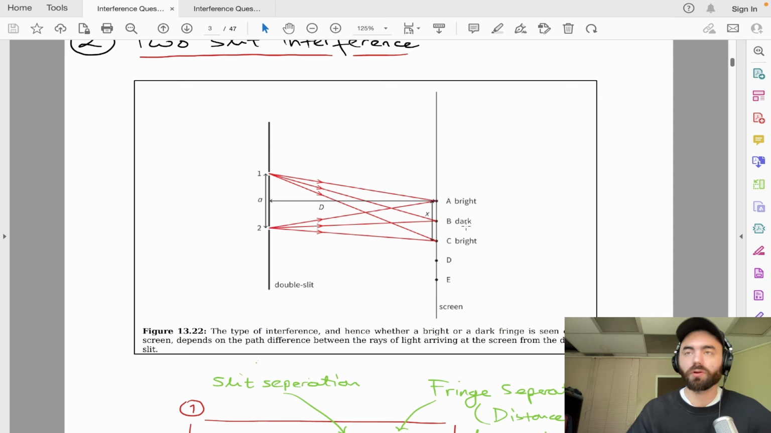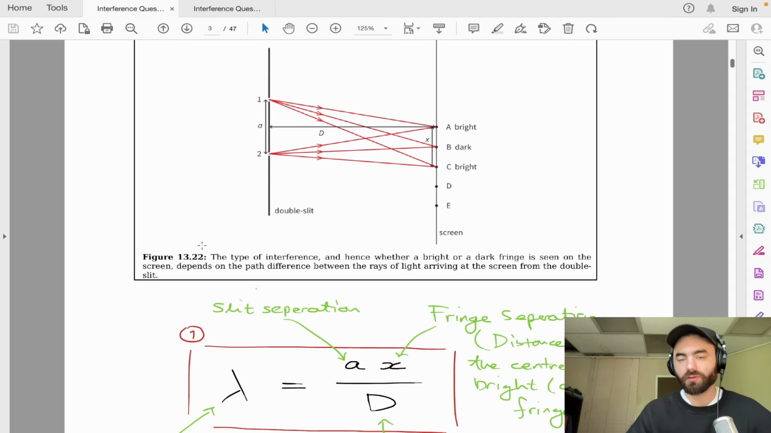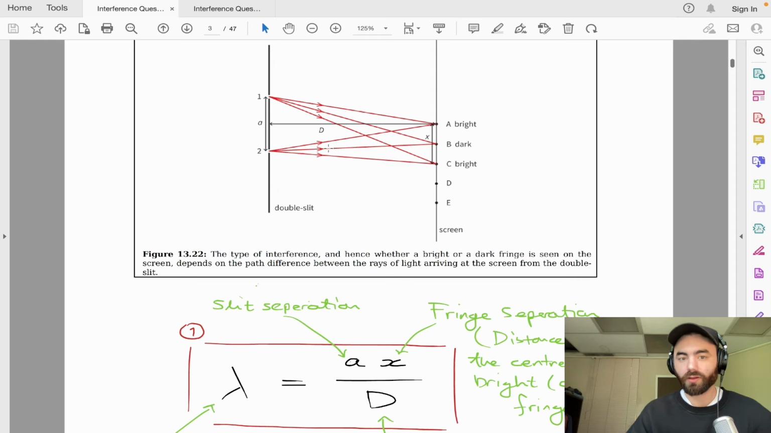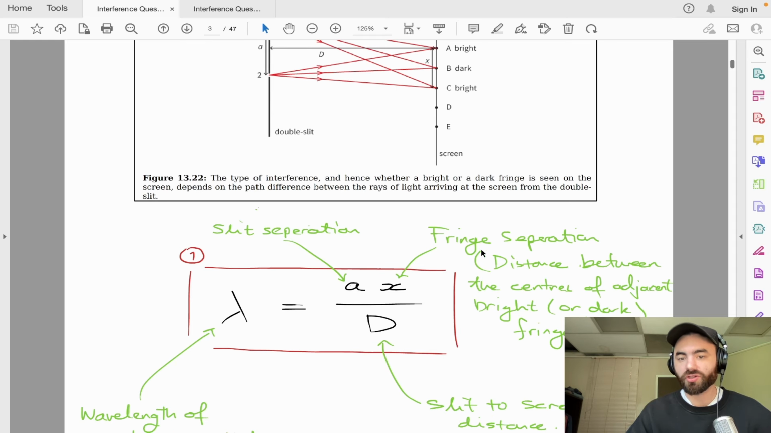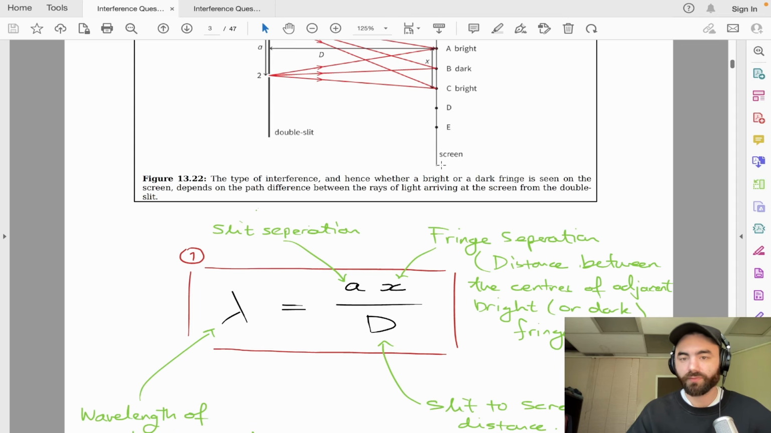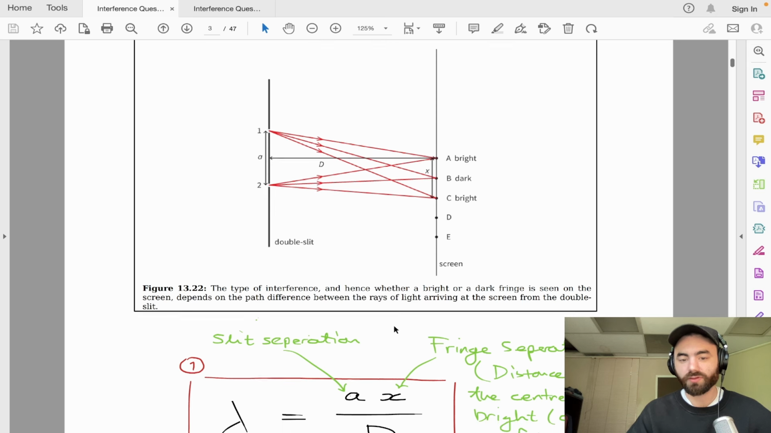And at the dark fringes, well, we'll have destructive interference. So it'll be at half a wavelength, 1.5 wavelengths, right? And this equation here is relating the wavelength of the monochromatic light, which is just light of consistent wavelength, hitting these slits or coming through these slits, the slit separation, the fringe separation, which is the distance between two adjacent fringes, so 2 bright spots or 2 dark spots, and the slit to screen distance, which is this distance here. So these are all related.